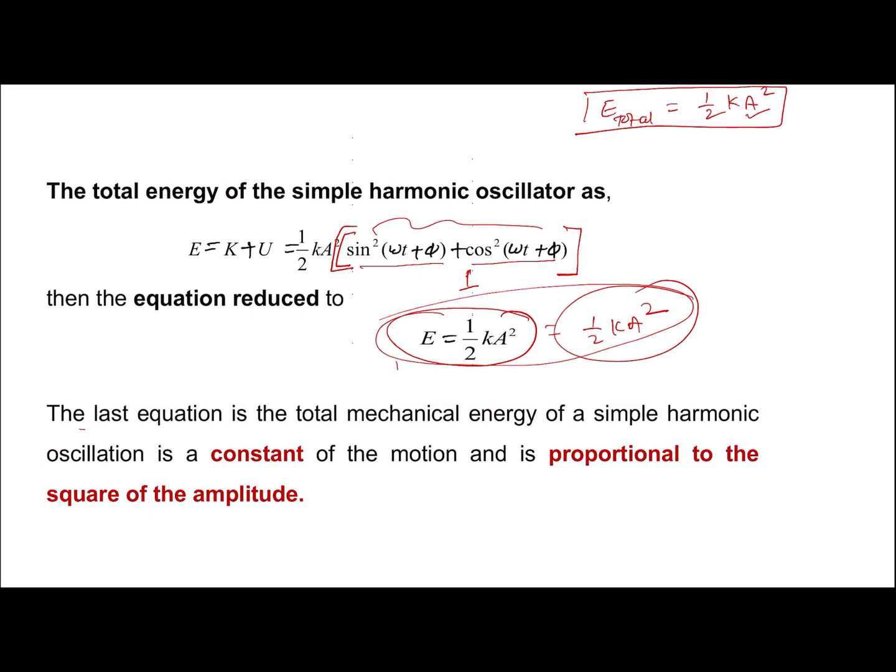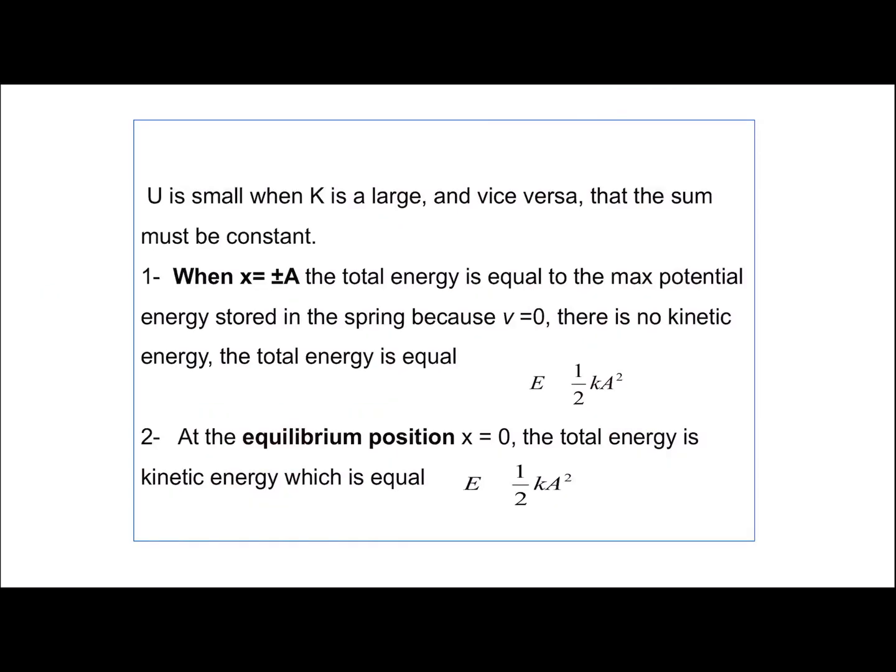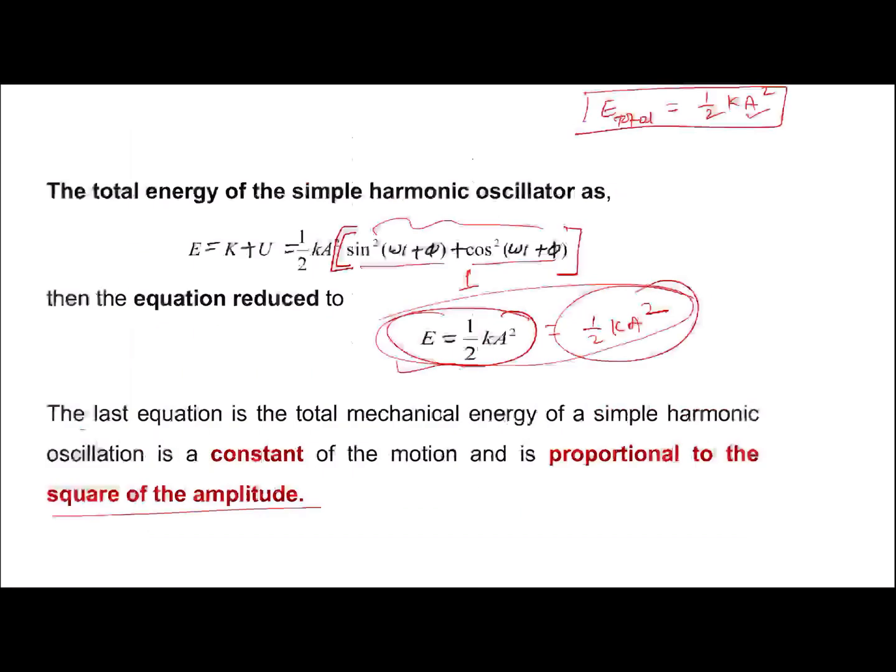So in this case, the last equation is the total mechanical energy of a simple harmonic oscillation, which is constant throughout the motion and proportional to the square of the amplitude. One important thing I wanted to show you here is that the total energy E is kinetic energy plus potential energy.